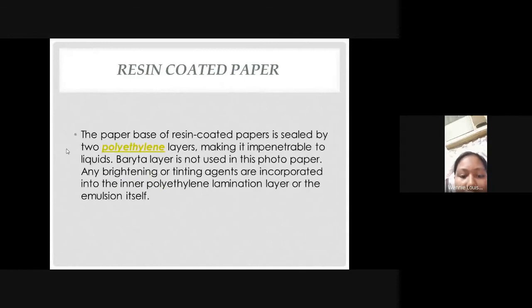Resin-coated paper. The paper base of resin-coated papers is sealed by two polyethylene layers, making it impenetrable to liquids. Baryta layer is not used in this photo paper. Any brightening or tinting agents are incorporated into the inner polyethylene lamination layer or the emulsion itself. So, the resin-coated paper is also a photographic paper that has a polyethylene layer. So, instead of the baryta layer, polyethylene is used. It has the same function as the baryta.